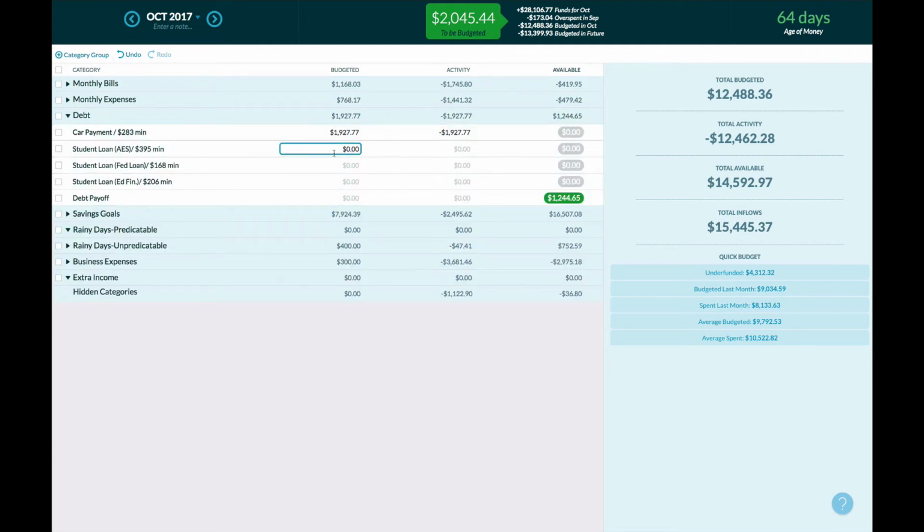So debt. This is what I paid towards my car, 1927. That put me at right around 11,000 that is left. So I've got November and December to pay it off. Yes, I'll get it paid off. So that is what I put towards there. That is the only payment I have.